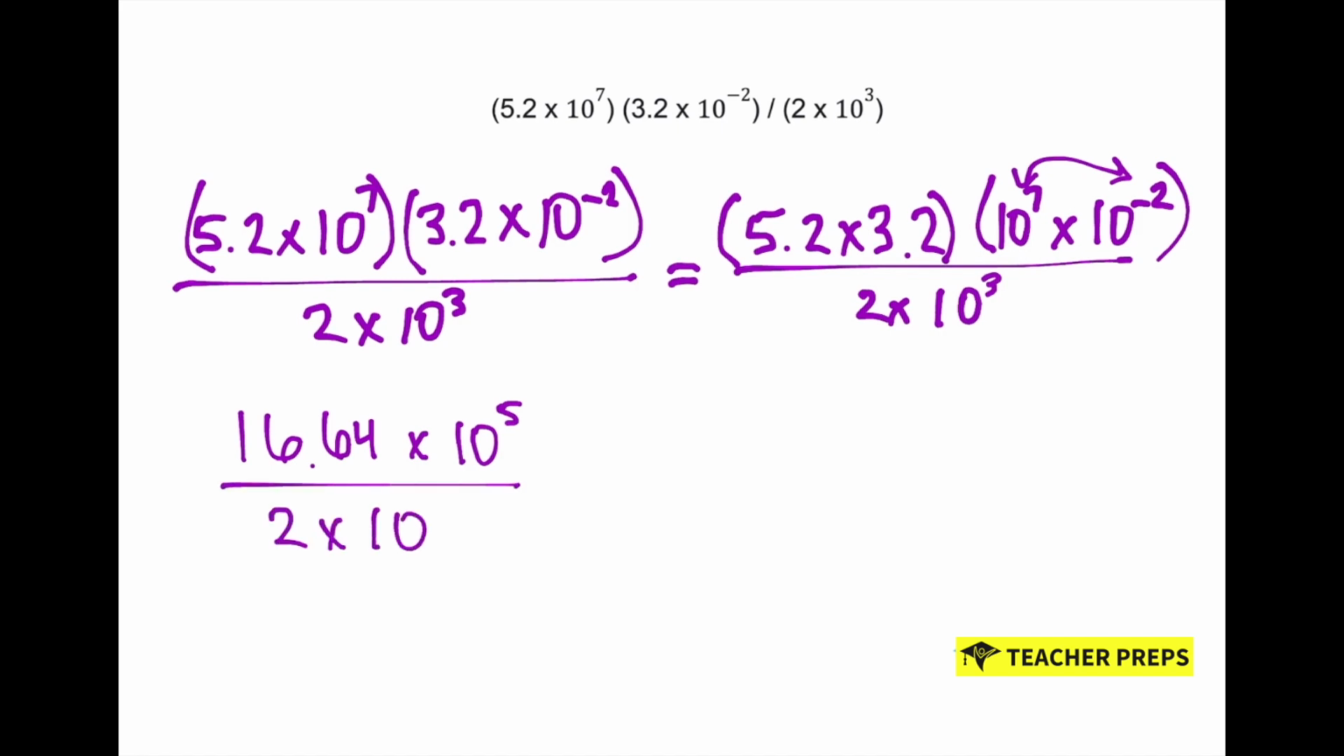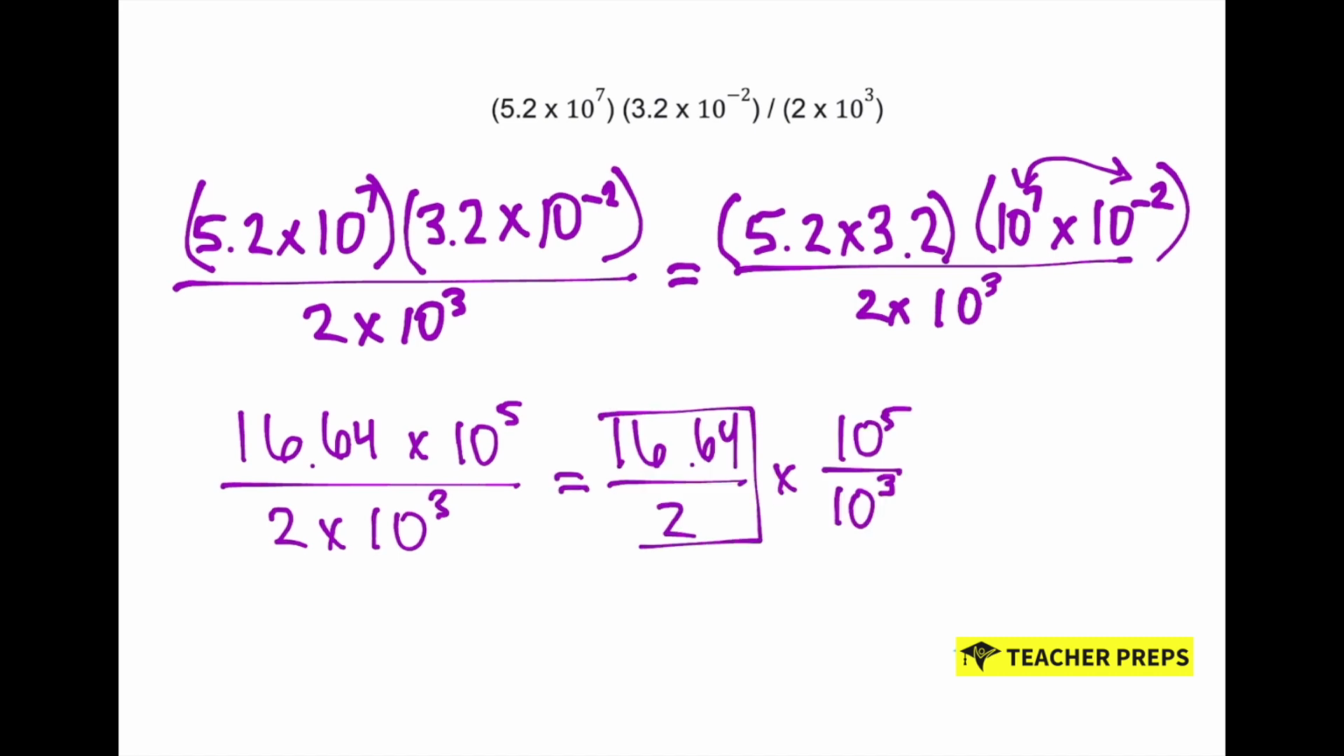Our denominator stays 2 times 10 to the third power. The next step is to rewrite them as separate fractions. And then divide. 16.64 divided by 2 is 8.32. When you divide with powers, we subtract the exponent, so 5 minus 3 is 2, leaving us with 10 to the second power.